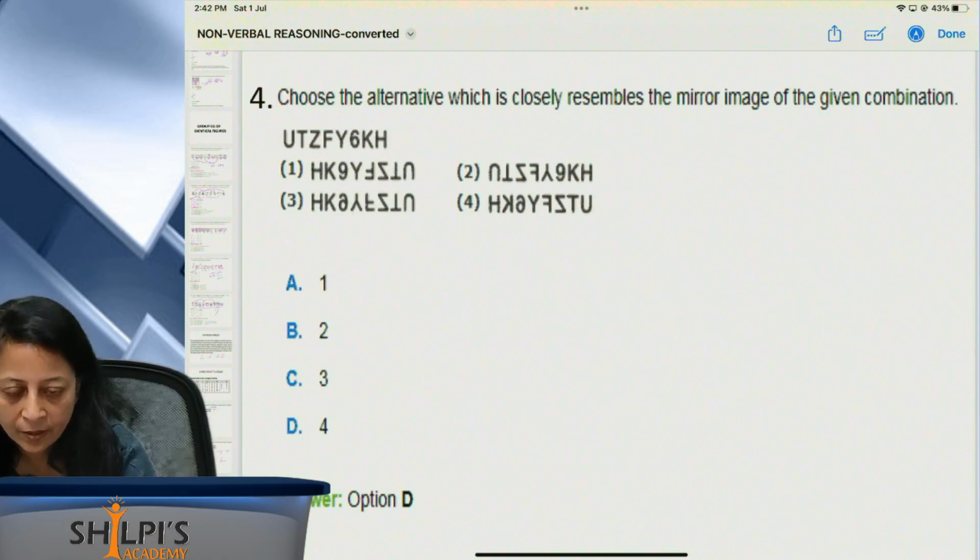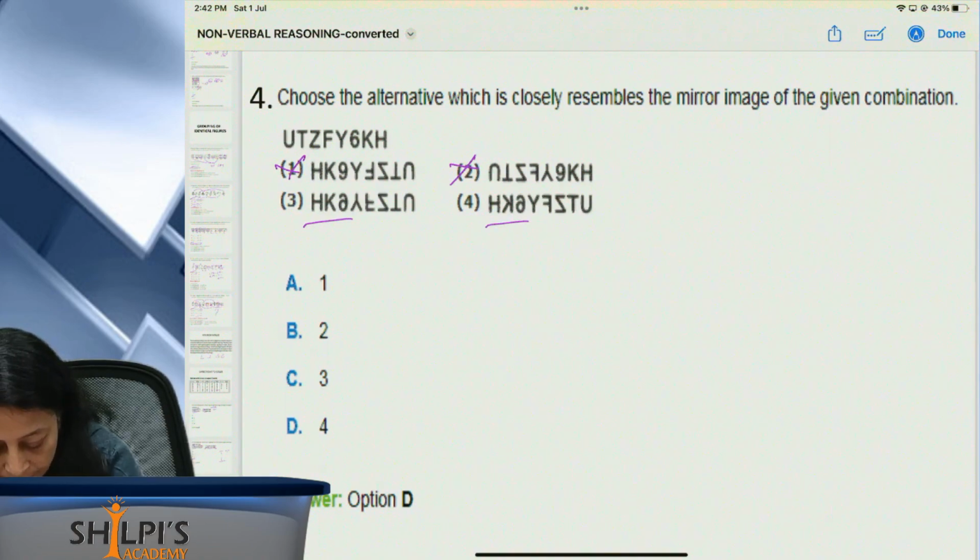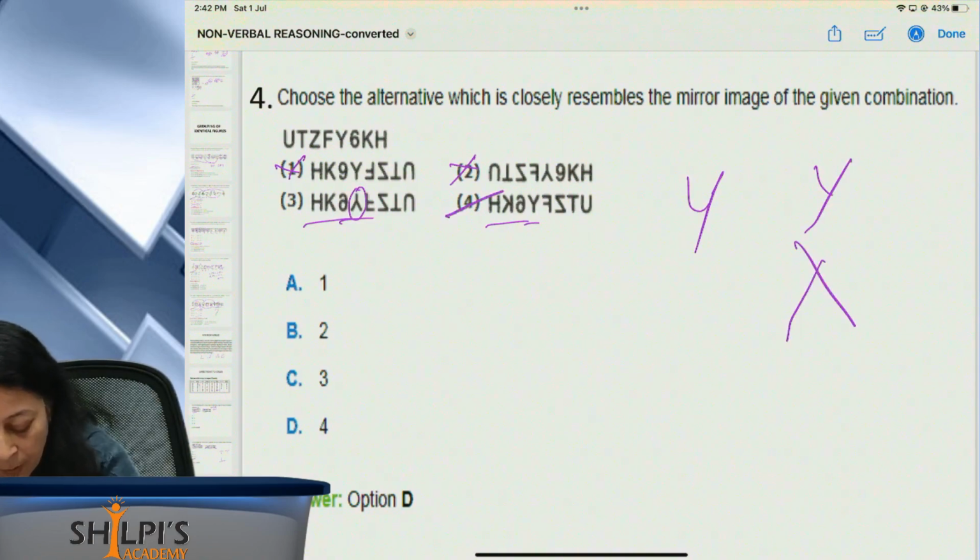HK6. This one is like HK9, that is wrong. Then this is something that is not there. HK6 is there, then Y is there, but can you see that the Y is reversed? It should be the same, Y can only be the same Y, it cannot be like this. So the option is D.